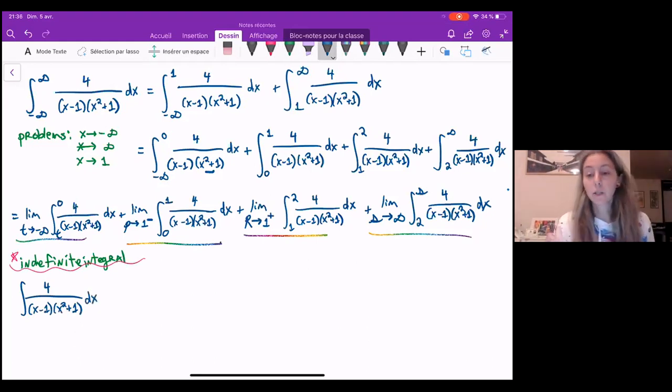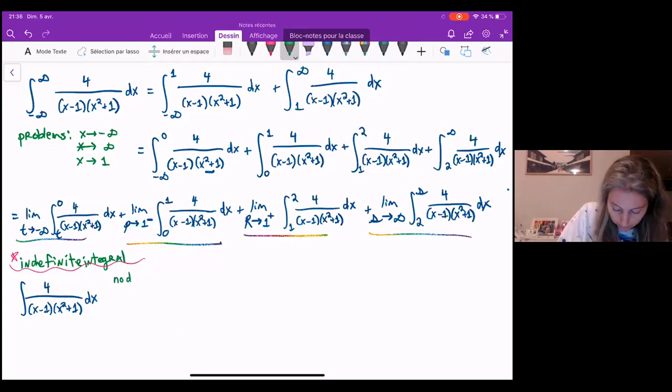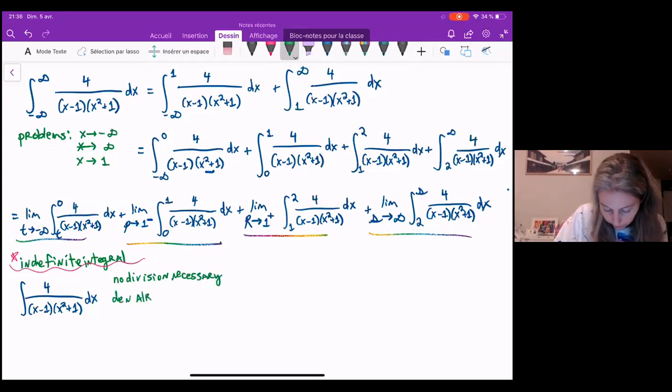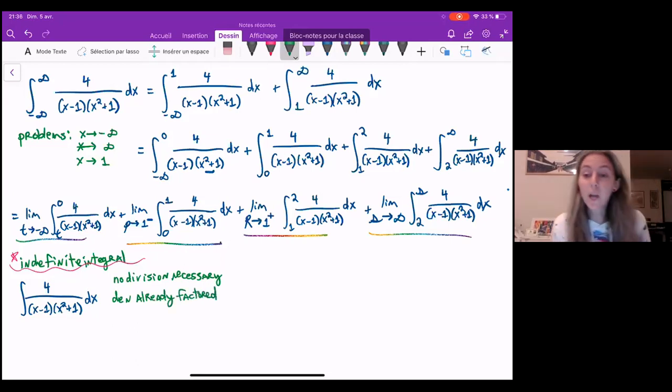And what we see is that this is a rational function. The numerator has degree 0 because it's just a constant. The denominator has degree 3, x and x squared. So clearly no division is necessary. Plus the denominator is already factored, which means we can go right into partial fractions.